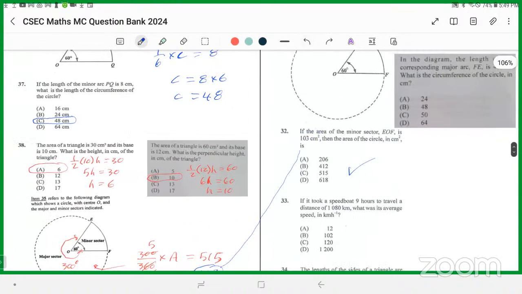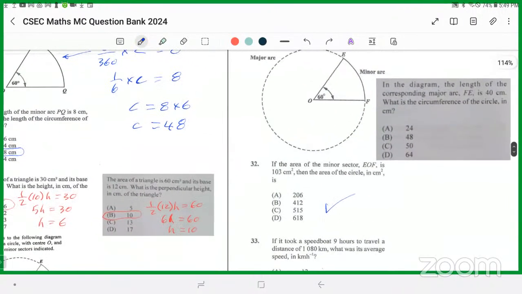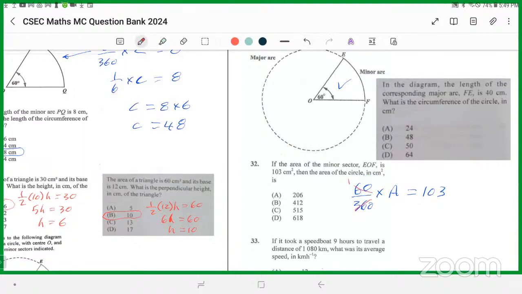All right, this one says if the area of the minor sector now is 103, what is the area of the circle? So this time they give us the minor sector. This sector here is the minor sector. The sector angle there is 60. So this time 60 over 360 times the area of the circle. We're calling it A. They're telling us it is equal to 103. This calculation is 1 over 6.